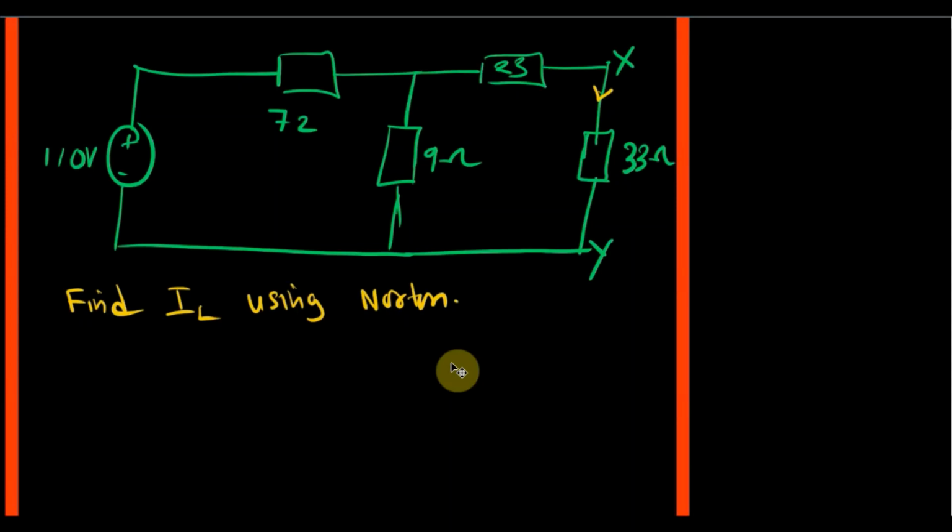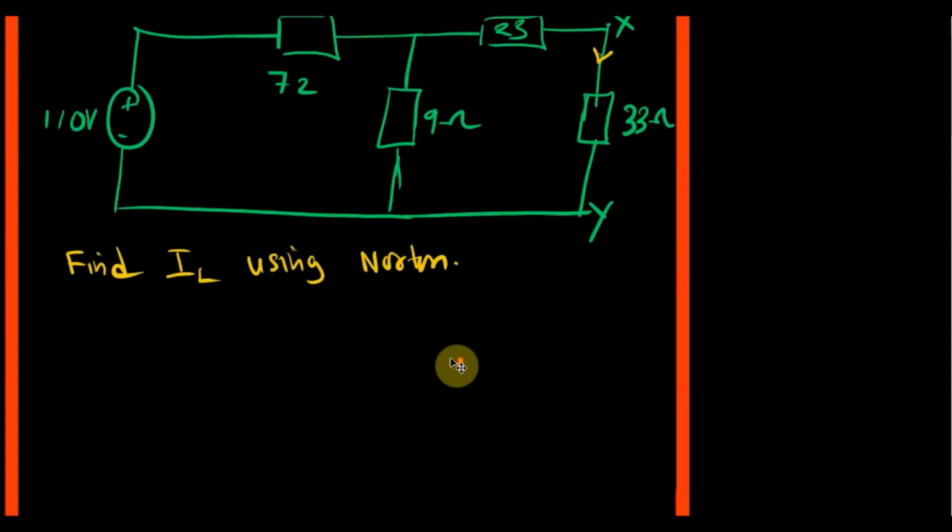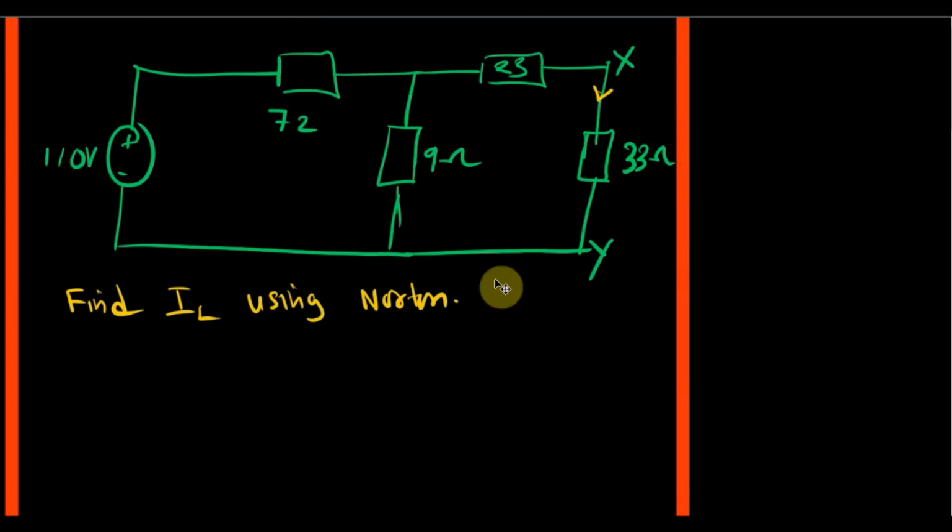In the following video, we'll be looking at another example of Norton's theorem, which is the first of the two examples that we will do. Let's go ahead and find IL, which is the current flowing through the 33 ohm resistor using Norton's theorem.